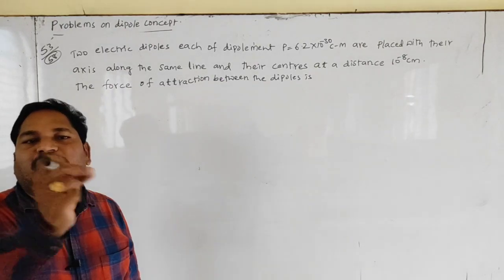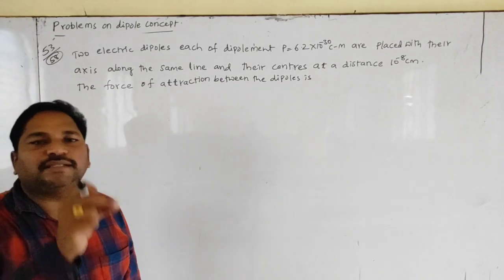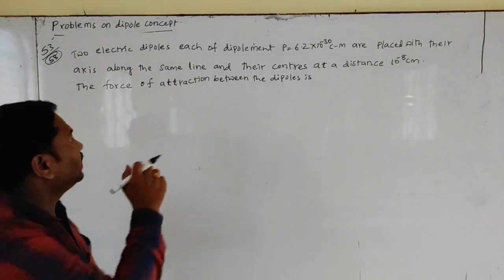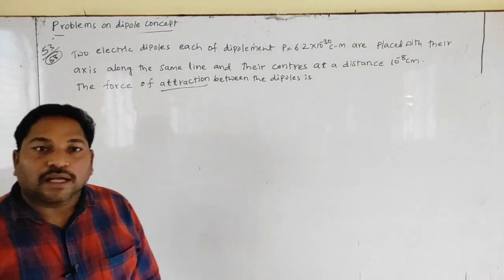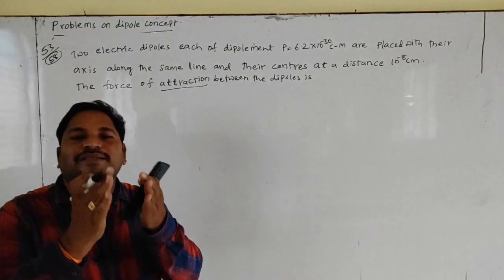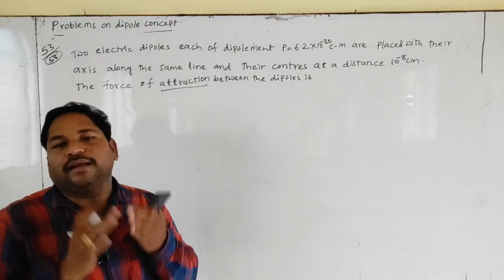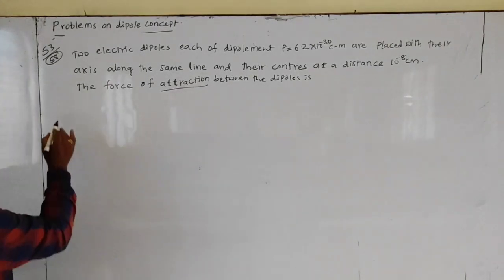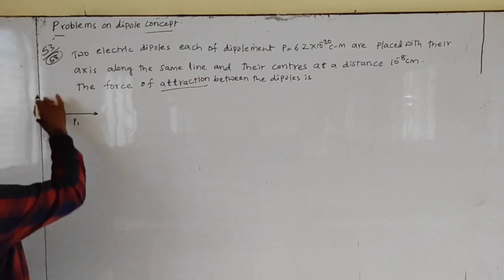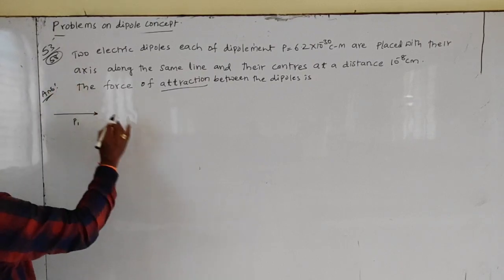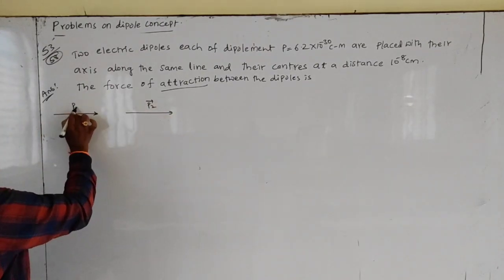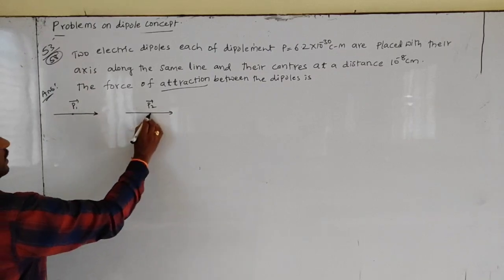So the dipoles are on the axis. On the axis, the force is negative, which represents attractive. Here also it is given as attractive. And when they are placed parallel to each other, the force is positive, which means it is repulsive. So here these are the two dipoles. This is dipole 1, and this is dipole 2, the second dipole, with its dipole moment. So both are in the same direction.